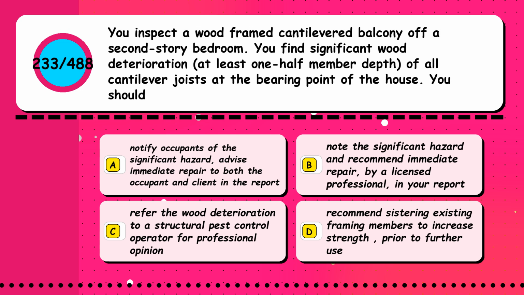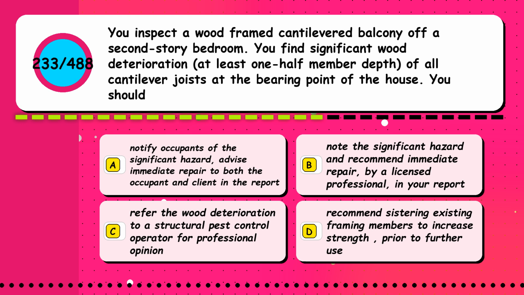Question 233. You inspect a wood-framed cantilevered balcony off a second-story bedroom. You find significant wood deterioration, at least 1/2 member depth, of all cantilever joists at the bearing point of the house. You should, option A, notify occupants of the significant hazard, advise immediate repair to both the occupant and client in the report. Option B, note the significant hazard and recommend immediate repair, by a licensed professional, in your report. Option C, refer the wood deterioration to a structural pest control operator for professional opinion. Option D, recommend sistering existing framing members to increase strength, prior to further use.